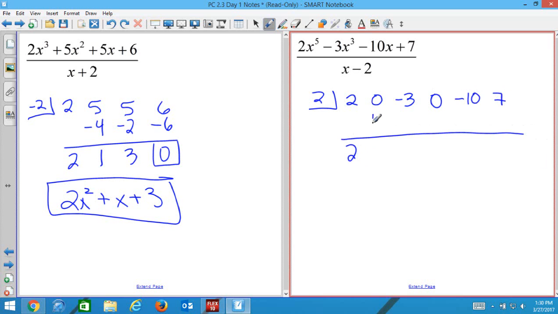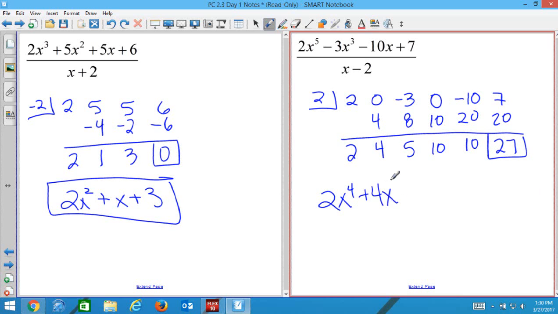Bring down the 2, multiply, add, 20, 20, 27. So 27 is my remainder. I know x minus 2 is not a factor. My answer is going to have 1 less exponent, so it's going to be 2x to the 4th, 4x cubed plus 5x squared plus 10x plus 10, I've run out of space, plus 27 over x minus 2.